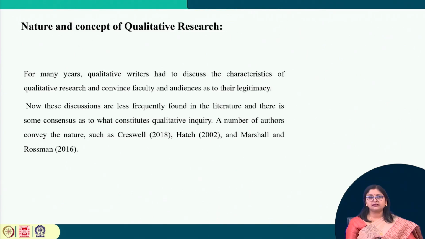For many years, qualitative writers had to discuss the characteristics of qualitative research and convince faculty and audiences of its legitimacy. Now, these discussions are less frequently found in the literature and there is some consensus as to what constitutes qualitative inquiry. If you go through review studies of different research books by different authors, they convey the nature of qualitative research, like Creswell, Hatch and Marshall.